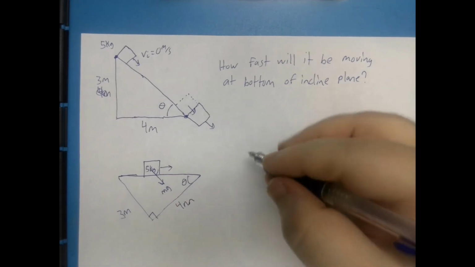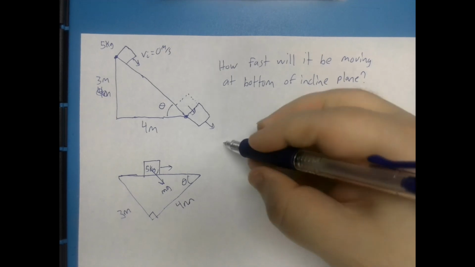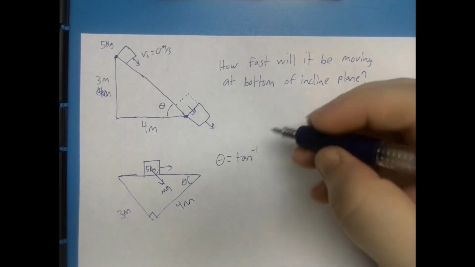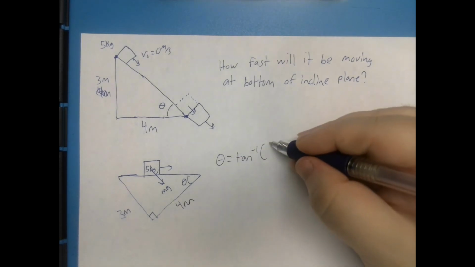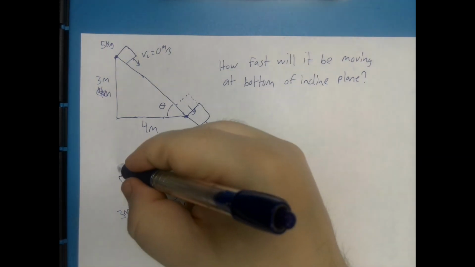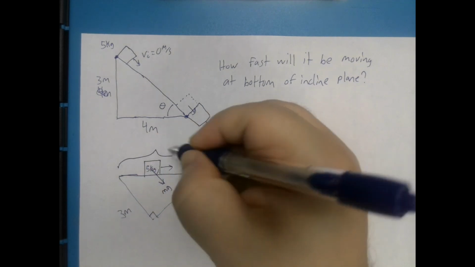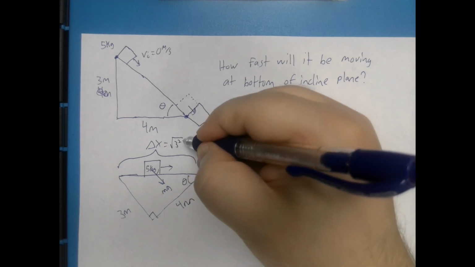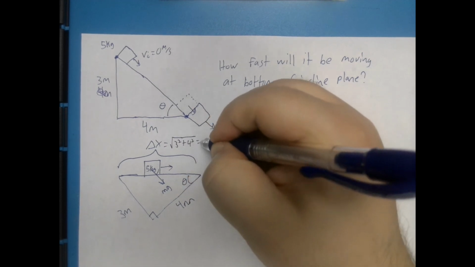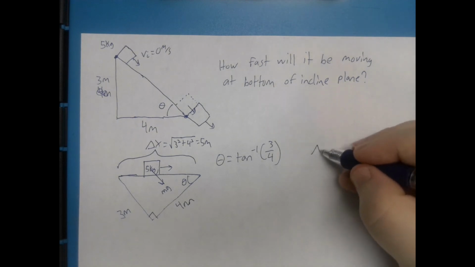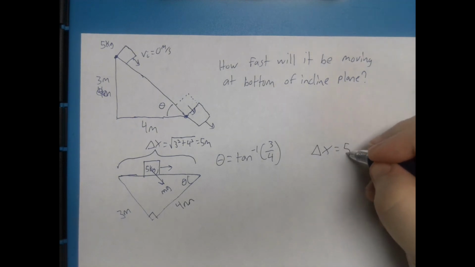So to figure out this component here, we need to figure out this angle. So this angle right here is going to be the inverse tangent. So theta is the inverse tangent of opposite over adjacent. This distance right here, I'm going to call my delta x. My delta x is going to be the square root of 3 squared plus 4 squared, which is equal to 5 meters. It's a famous 3, 4, 5 triangle. So delta x is equal to 5 meters.